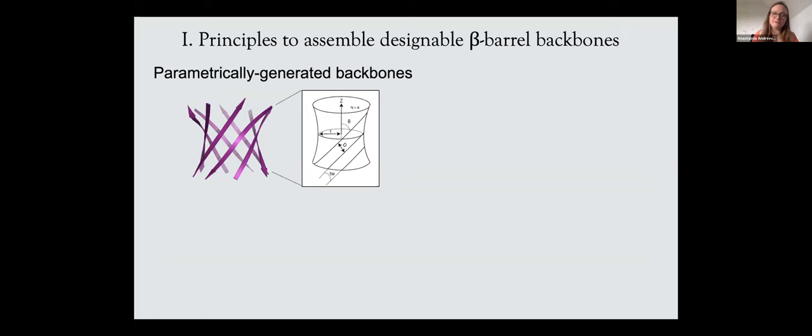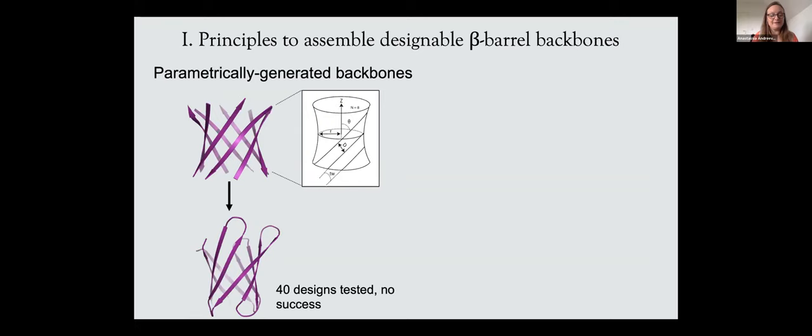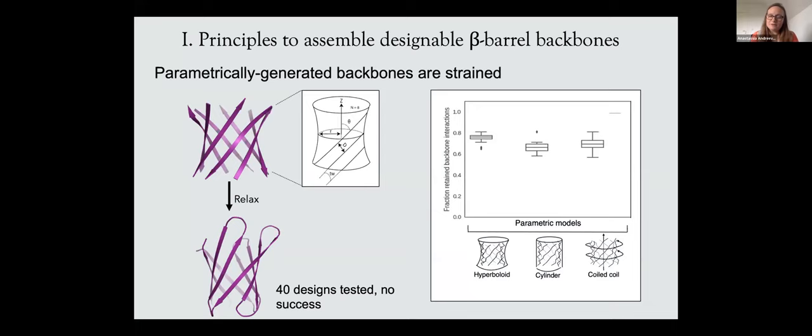To test our backbone building strategy, we first worked on water-soluble beta barrels. We made water-soluble beta barrel designs, and we made quite a lot of them. None of the designs based on this parametric equation actually appeared to fold, and many of them showed signs of cytotoxicity when expressed in E. coli. By looking closer at these backbones, we found that after computationally designing the sequence, or after relaxation, we could see the parametrically generated strands splitting, and a significant part of the hydrogen bonds breaking apart. We could see that for all the parametric models that we tested. So this hints at some strain building up in the beta barrel backbones.